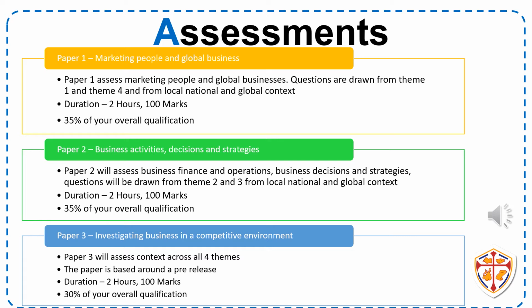Your last paper that you will sit is Paper 3. This is called Investigating Business in a Competitive Environment. Paper 3 will assess all 4 themes, so all topics can be evident in this paper. This paper will be based around a pre-release case study which will be issued to you prior to sitting the paper. This will also be a 2-hour exam and 100 marks. Paper 3 will contribute to 30% of your overall qualification.